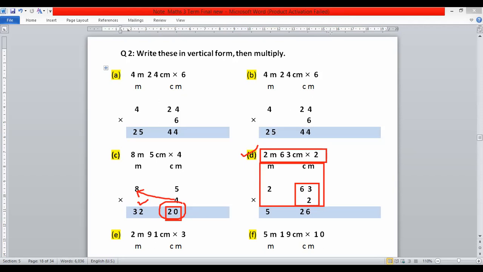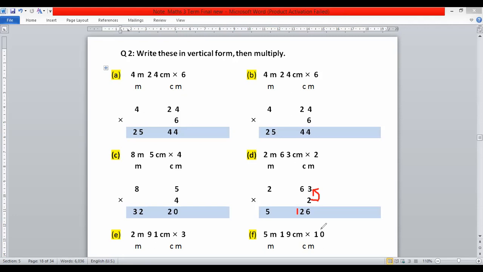Dear students, here the important thing is that when we multiply 63 by 2, we get the answer: 2 threes are 6 and 6 twos are 12. Actually, here we get the answer 126. Our answer is more than 100. Therefore, we take one carry here. Because when we get the answer more than 100, then we take carry, because we know that in 100 centimeter, we have 1 meter.